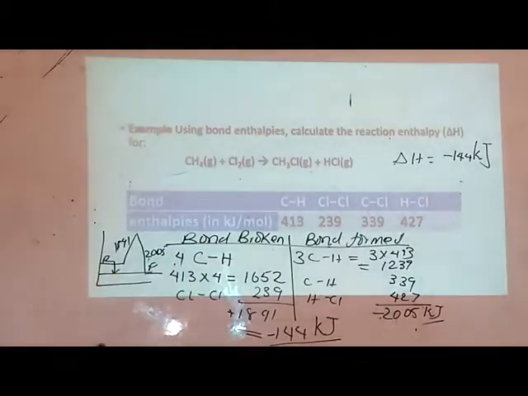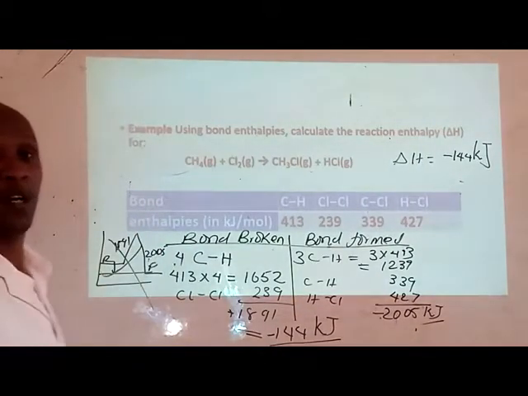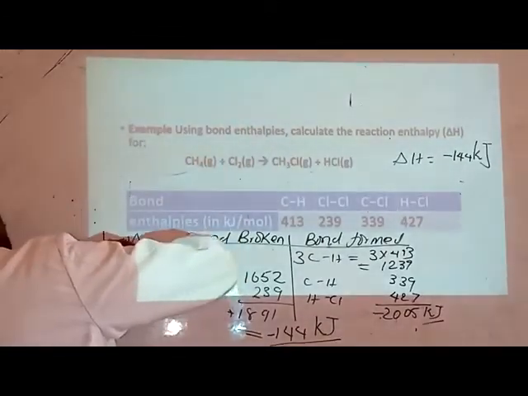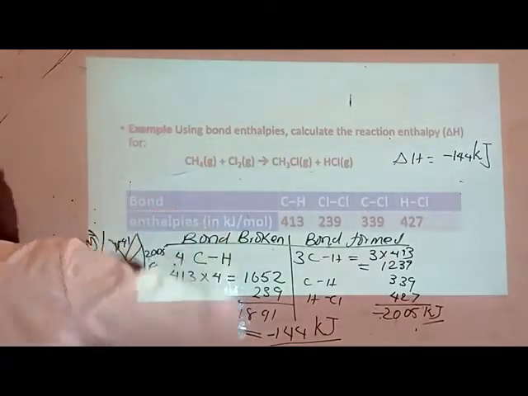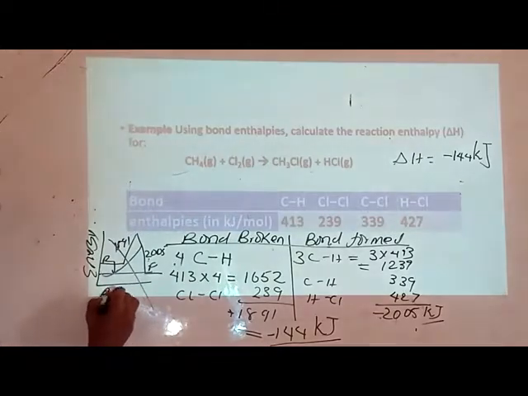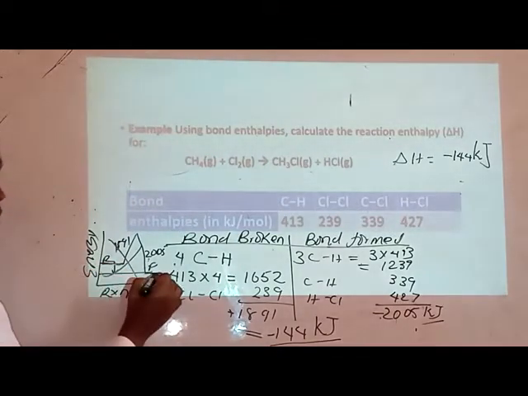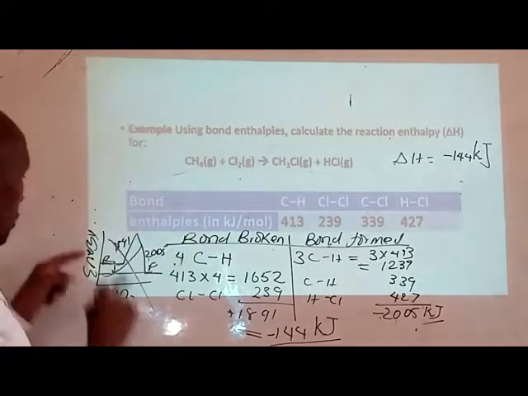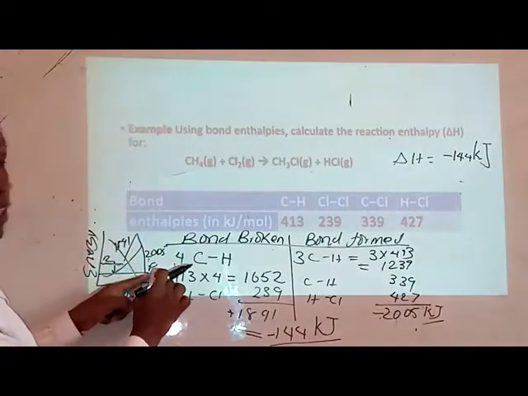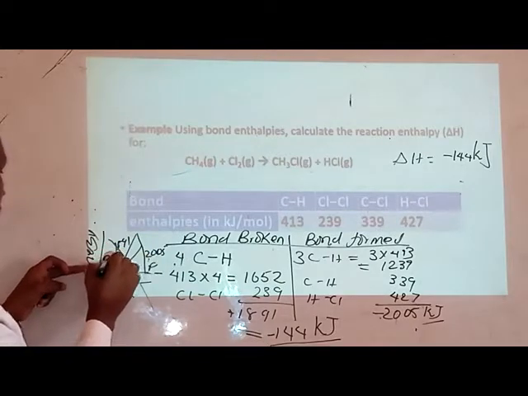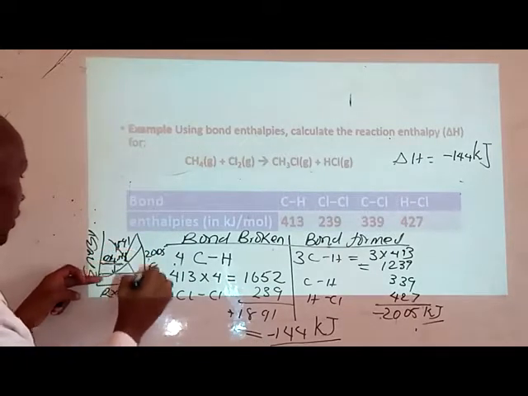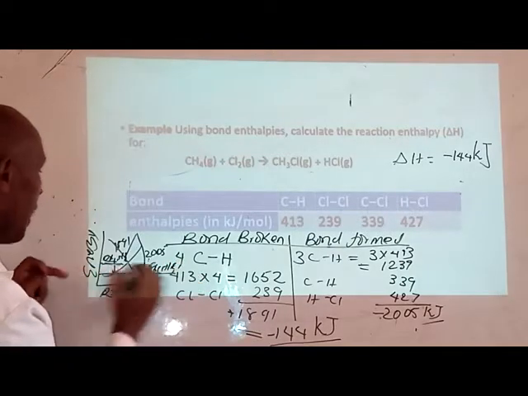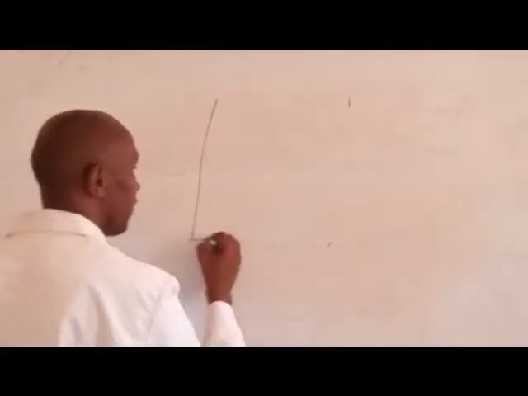This is an energy level diagram, but it's wrong. Why is it wrong? I have no title. One, I have no title. This is energy, and this is the reaction progress. I have not written the balanced equation, so that is very wrong. So I have to write the chemical substances that are involved. The CH4 plus chlorine, the CH3Cl plus HCl. That is a proper energy level diagram.